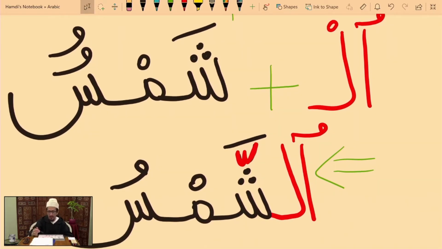Bear with me. So al plus Shamsun, the result is Ash-Shamsu. What do you see? So this circle here disappeared. It's not there anymore. And we added a shadda on top of the first letter. And when I read it, I say Ash-Shamsu, as if this doesn't exist.